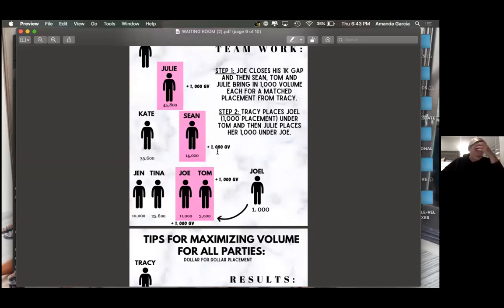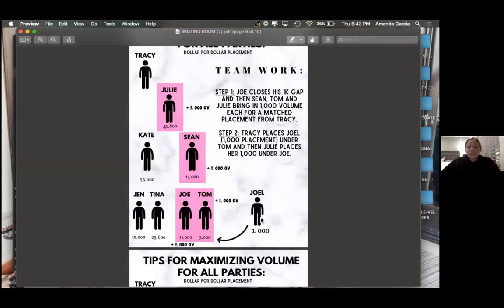And then I'm probably confusing everyone right now. And then Tracy is going to place 1,000, or Joel, under Tom. By doing this, Tom is going to hit 4K. Joe is going to pop 12. Sean's going to get out of his red leg and Julie's going to get out of her red leg. So you just had 4 people hit their rank. By maximizing the volume, she created momentum in multiple different places.